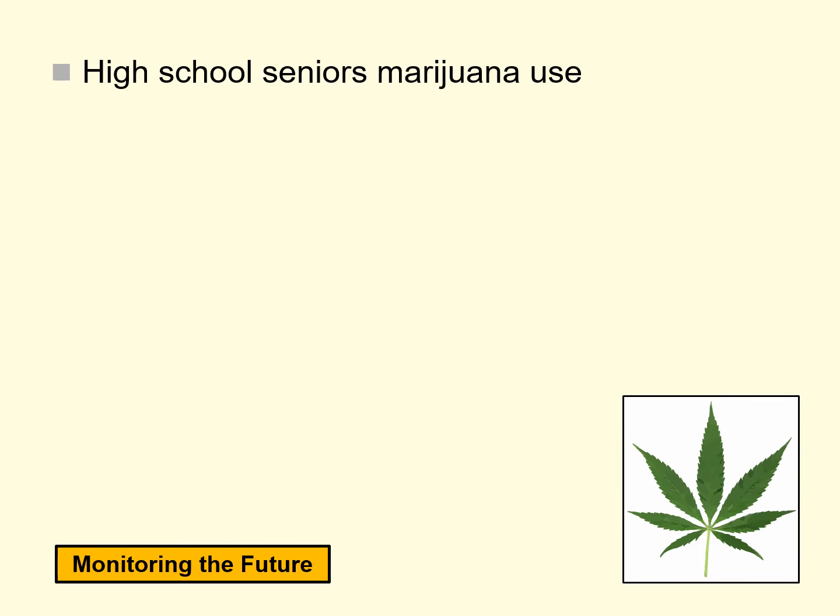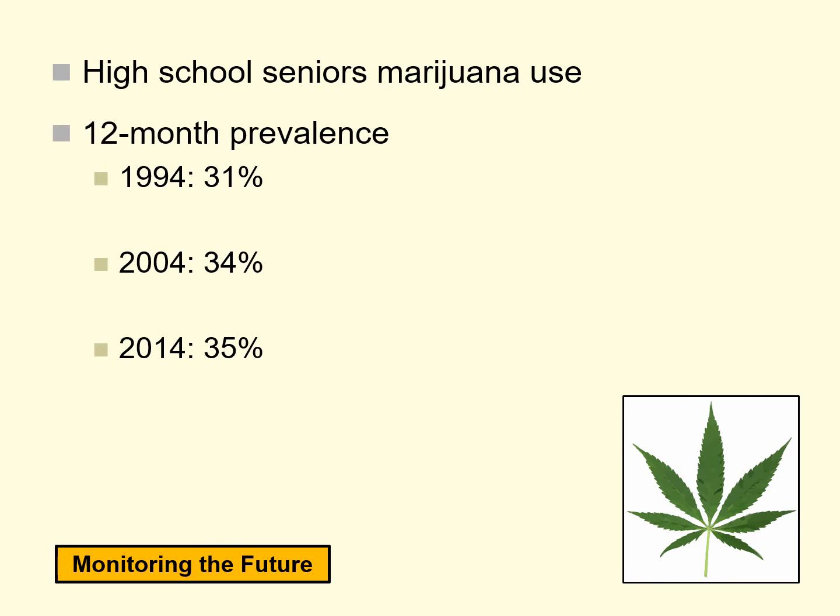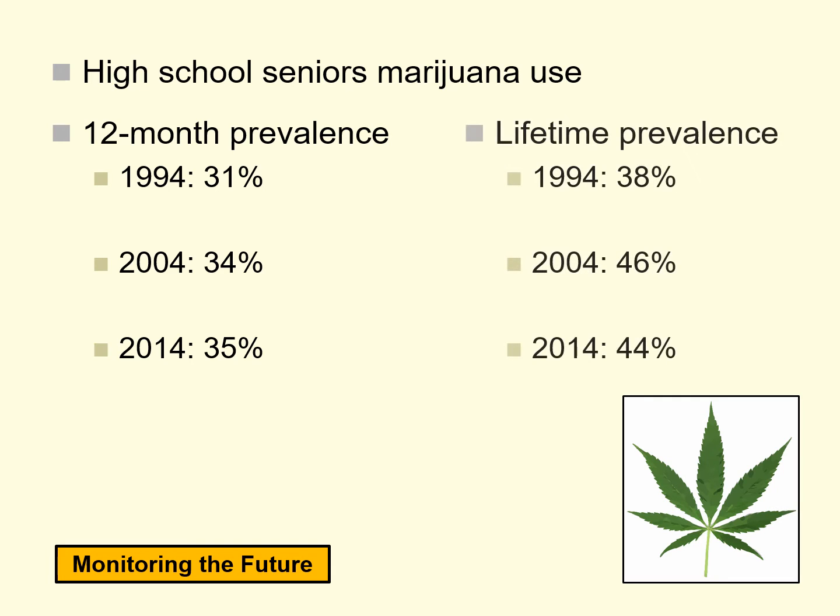So if we look at high school seniors' marijuana use, we look at the 12-month prevalence. That is, have you used marijuana at all in the last 12 months? In recent years, that rate has gone up a little bit. If we look from the mid-90s to the early 2000s to the mid-2010s, the rate's been creeping up a little bit. And we see a similar pattern, roughly, if we look at the lifetime prevalence. Have you ever tried marijuana?